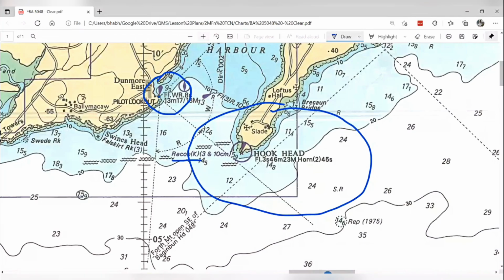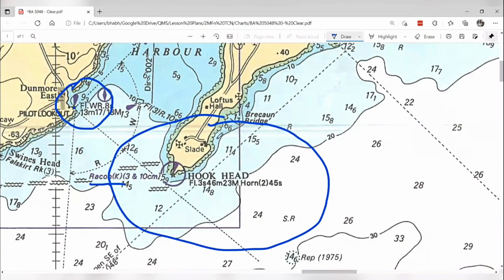So beta, we have the lighthouse. Can you tell me what is the height of this particular light, Hook Head light? 46 meters. Very good. And what is this with capital M? Miles. The visibility, sir. Visibility. Range. Luminous range. Very good. Nominal.